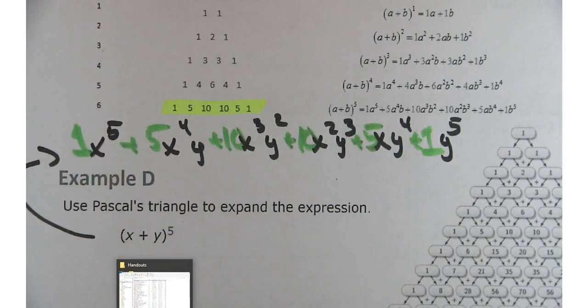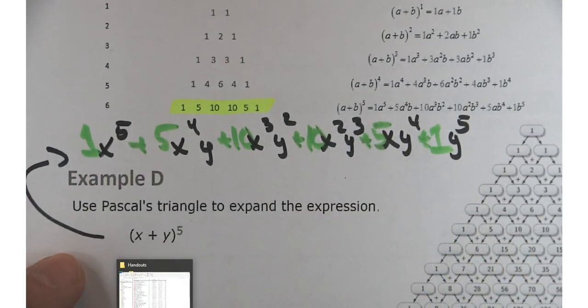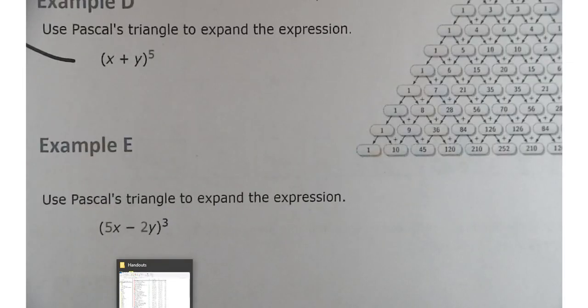Nice, and that's it. That's it for example D. But they don't always stay quite this easy. So let me make sure you're comfortable here before we move on to example E. All right, I'm getting a thumbs up then from everybody. All right, good deal. Let's look at example E.